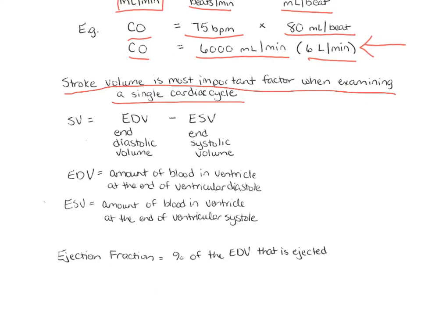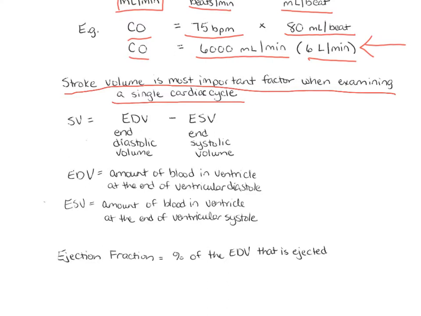So what we have to do is look at how much blood is in the ventricle before it contracts, and then how much blood is in there after it contracts. If we subtract those two numbers, now we can see how much blood was actually pushed out.